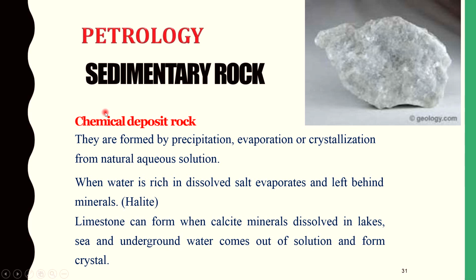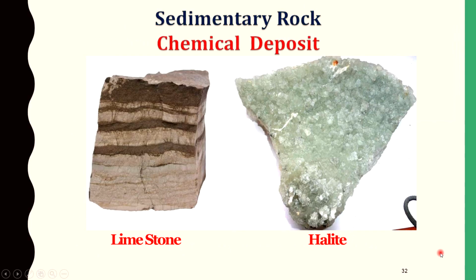Now the next sedimentary rock type is chemical deposited rocks. They are formed by precipitation, evaporation, or crystallization from natural aqueous solutions. When water rich in dissolved salt evaporates, it leaves behind the minerals. So that is known as halite. Limestone can form when calcite minerals dissolved in lakes, sea, and underground water come out of solution and form crystals. Now, these are the examples of chemical deposited rocks: limestone and halite.